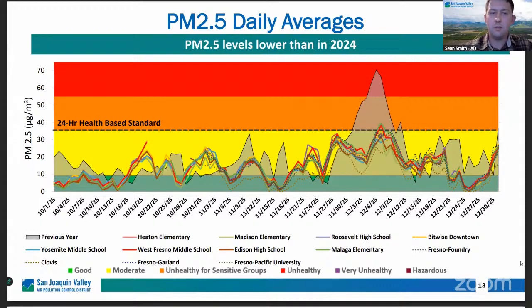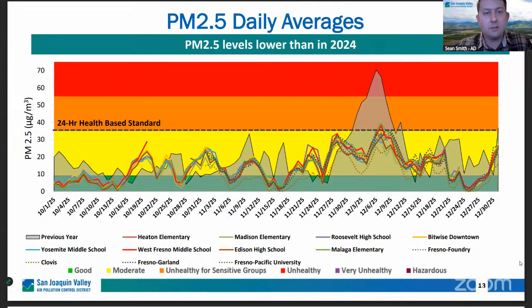And then you'll notice in the background there's a gray shaded area. That's the previous year's maximum, the site that basically had the worst air quality for the community. And we're comparing that to the data of 2025. So put more simply, we're comparing our current year's averages to last year's maximum, which is the gray shaded area behind it.